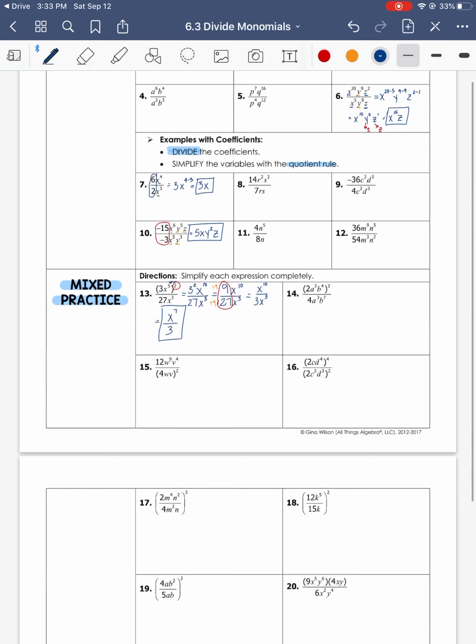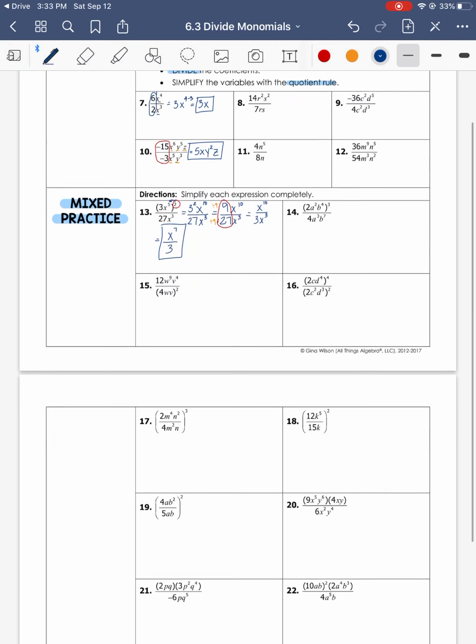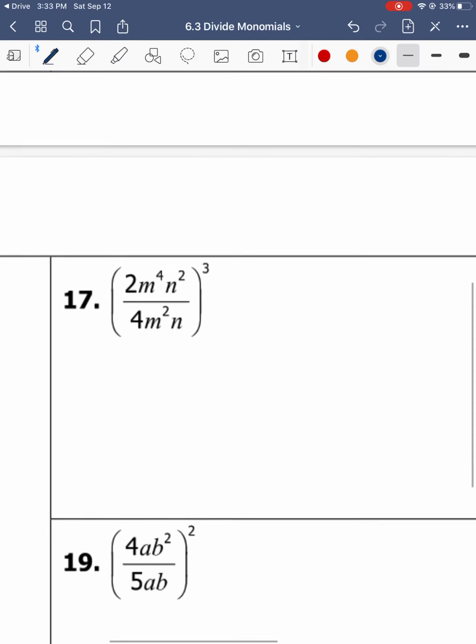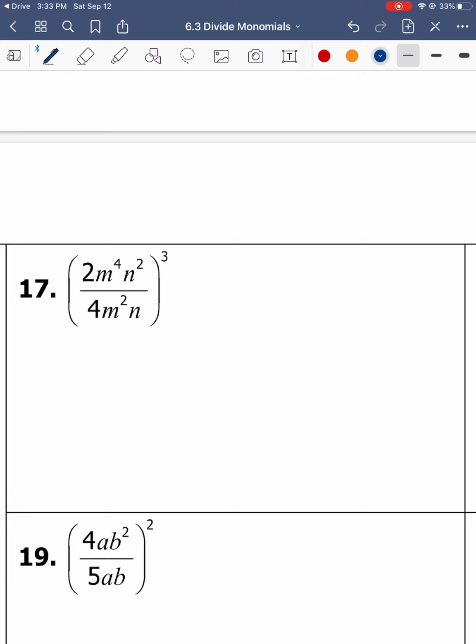Good. Okay, let's look at number 17. There's a lot going on with this one. This one's really good. Okay, so we're going to do this power on the outside first. And remember, this is going to go to each of these terms on the numerator, and it will be going to each of the terms in the denominator.